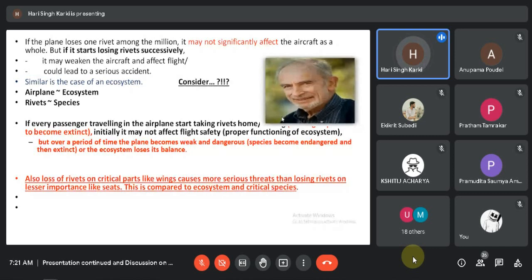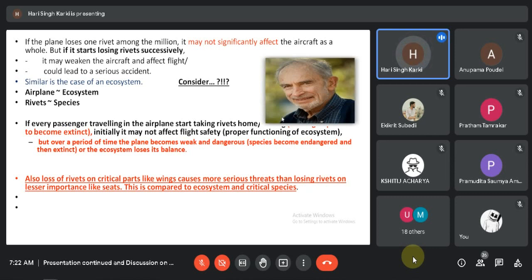If every passenger traveling in the airplane starts taking rivets home or selling them for their benefit, in the same way, taking or making species extinct, what would be the condition? Initially, it may not affect flight safety. Taking or selling one or two rivets, the plane may still function properly. Similar is the case with the ecosystem, but over a period of time, the plane becomes weak and dangerous.